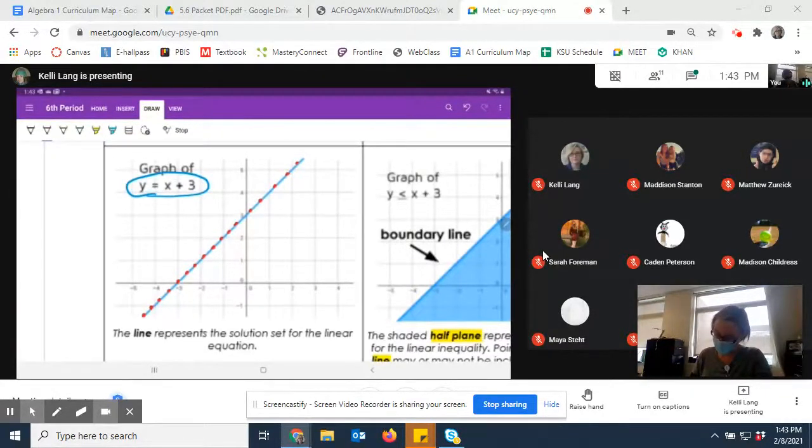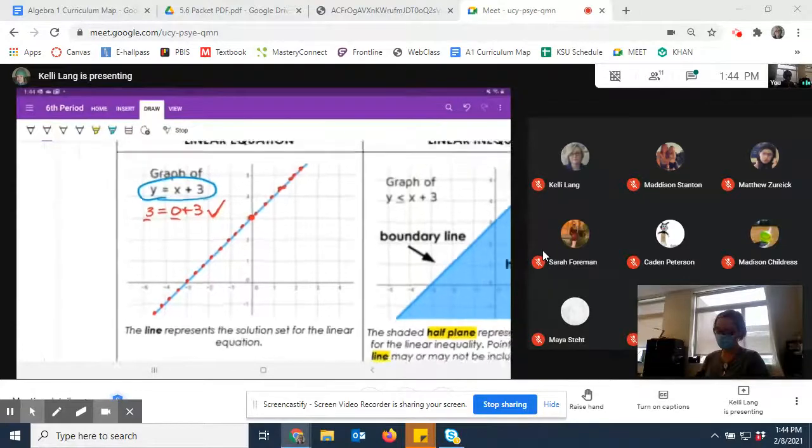So basically, if I pick any one of these points, let's say (0, 3), and I plug it into my equation, we will get something that is true. So if I plug in (0, 3) for my x and my y, I will get a true statement. That's what a solution set is. Each one of these red points, and any red point I put along this line, is a true solution to this problem. So that's a linear equation, and we've dealt with those before.